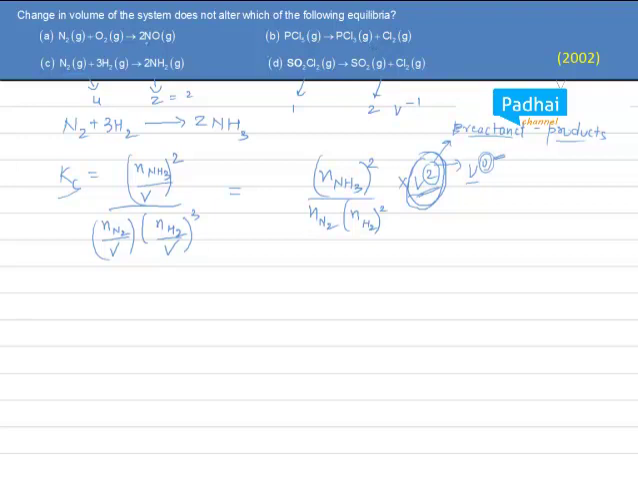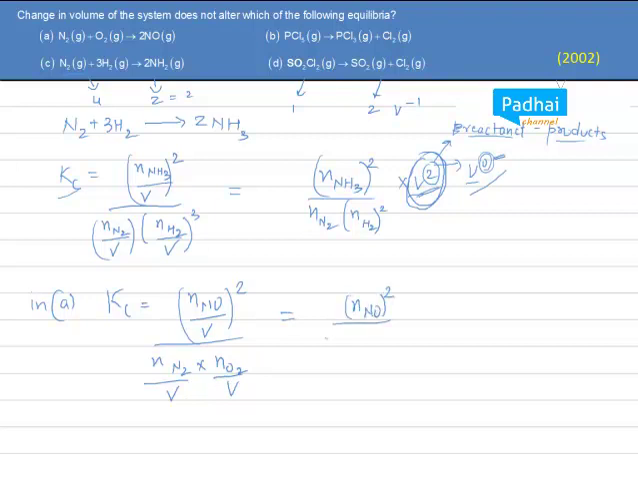But in A, the stoichiometric coefficients of reactants and products are equal, that is 2 and 2. That means it will come out to be V raised to power 0. So in case of A, Kc will be equal to number of moles of NO divided by V whole square, divided by number of moles of N2 divided by V into number of moles of O2 divided by V. If we cancel out V from denominator and numerator, we will get number of moles of NO whole square divided by number of moles of N2 into number of moles of O2.